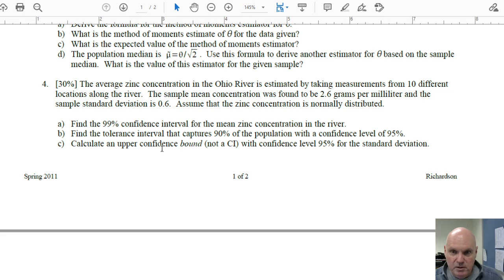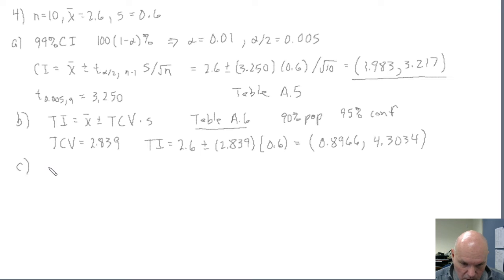Okay, that brings us to part C, where we're asked to calculate an upper confidence bound, not a confidence interval, with a confidence level of 95% for the standard deviation. Okay, so again, that may have been another section in the textbook in chapter 7, but here the upper bound, this is actually on sigma squared, is given by this. It's n minus 1 times the sample variance times a chi-squared critical value.